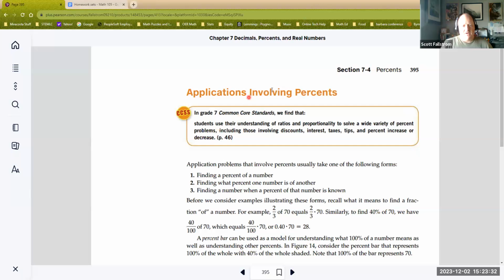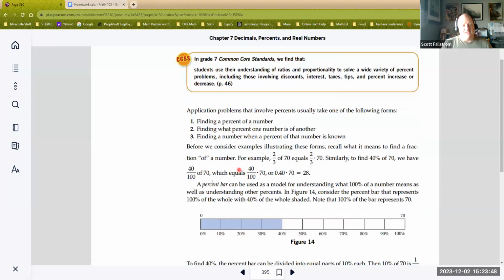So now we're talking about applications. So applications, this is where I think maybe some of you would be like, oh no, because it's going to be word problems. Okay, so we're going to talk about a few ways to do it. We're going to have an algebraic approach, a ratio approach, and then we're going to use what's known as a percent bar. So there's 3 different strategies.